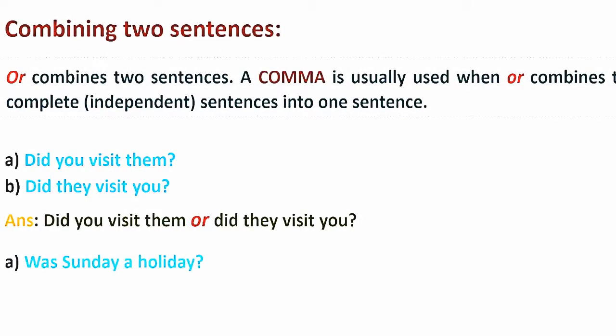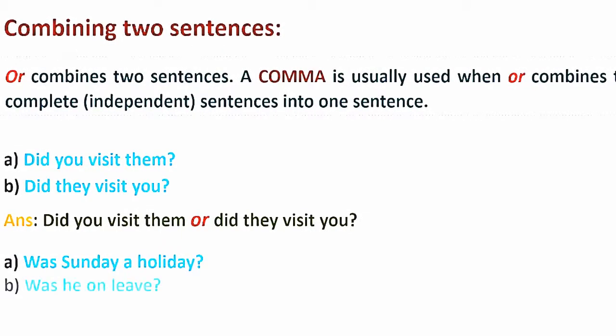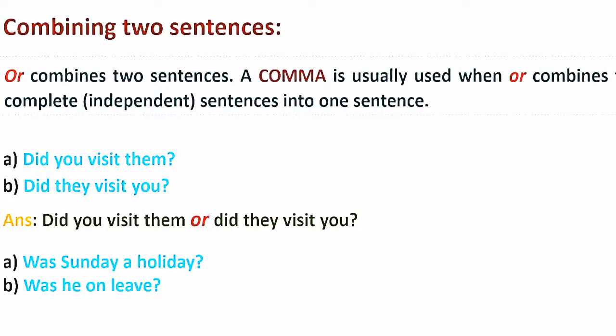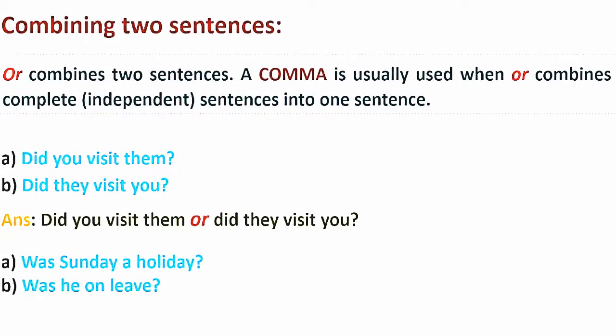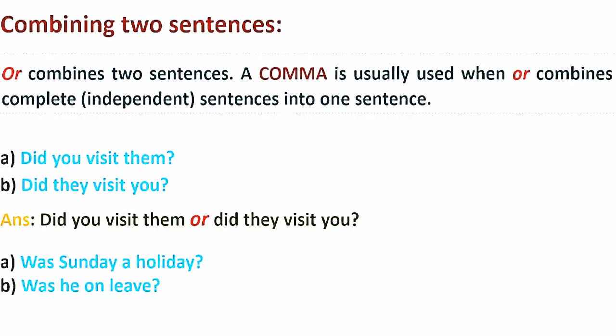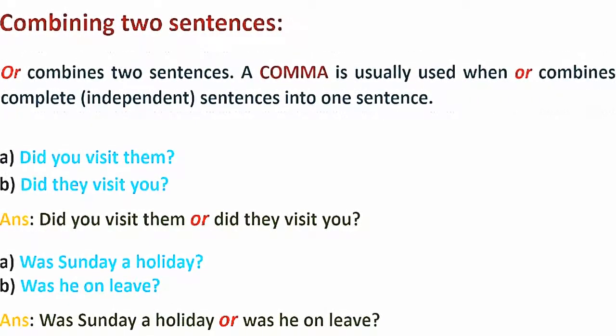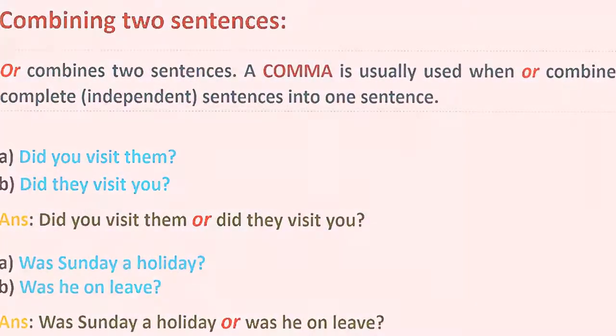Two other examples. Was Sunday a holiday? Was he on leave? The person is asking two questions and we are going to join these two sentences with or. Let's see the answer. Was Sunday a holiday or was he on leave?